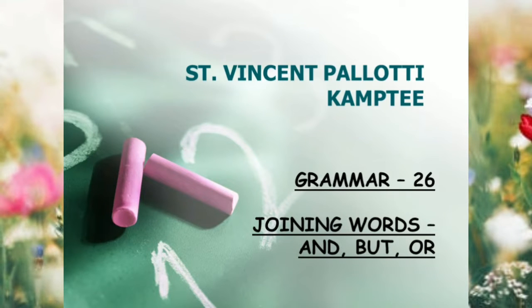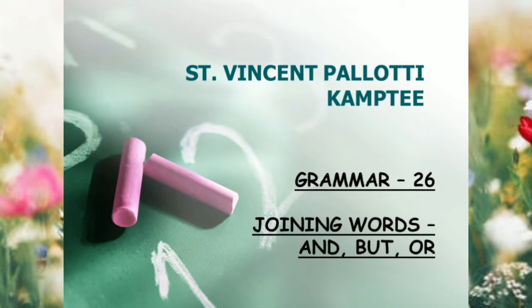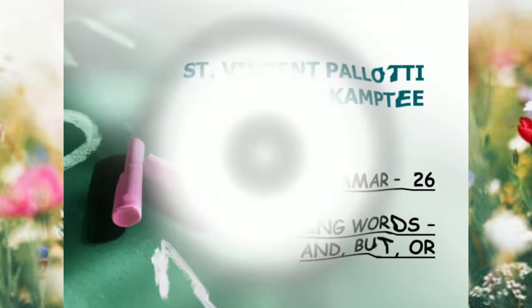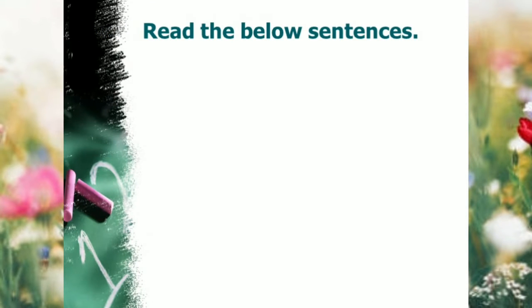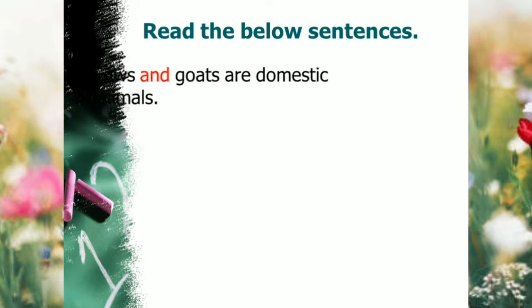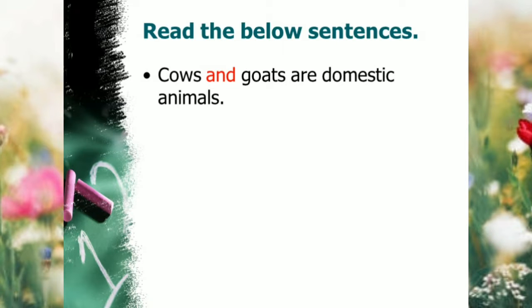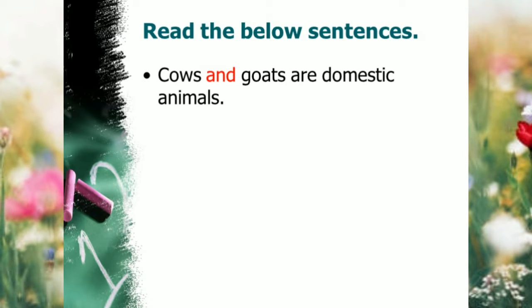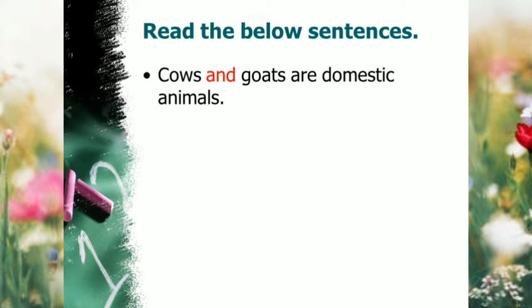Today we will learn lesson number 26, joining words: and, but, or. We call joining words combining words or conjunctions. Read the below sentences. Cows and goats are domestic animals. Here we are talking about similar things. Therefore, we have used and. And is the joining word in the sentence.